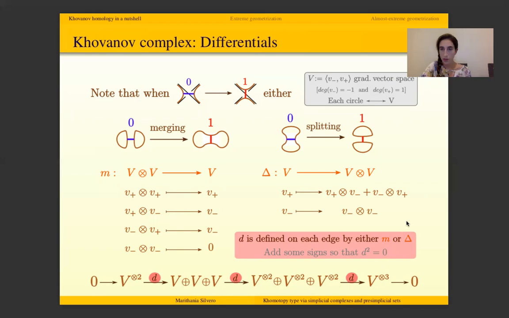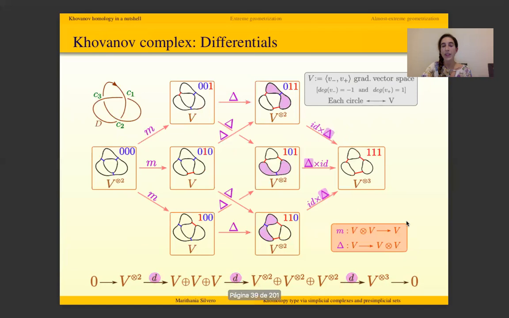So going back to our example, this was what we had before, and differentials are going to be defined that way. So for example, here we have just one circle and it is split into two circles. So we apply a co-multiplication, we apply delta. And here from this state, for example, to this one, we have a circle which is not touched, it is preserved because this modification is happening far away from this circle. So in this circle, we have the identity, and in the purple circle, this one is splitting into two circles. So here we have this co-multiplication, okay?